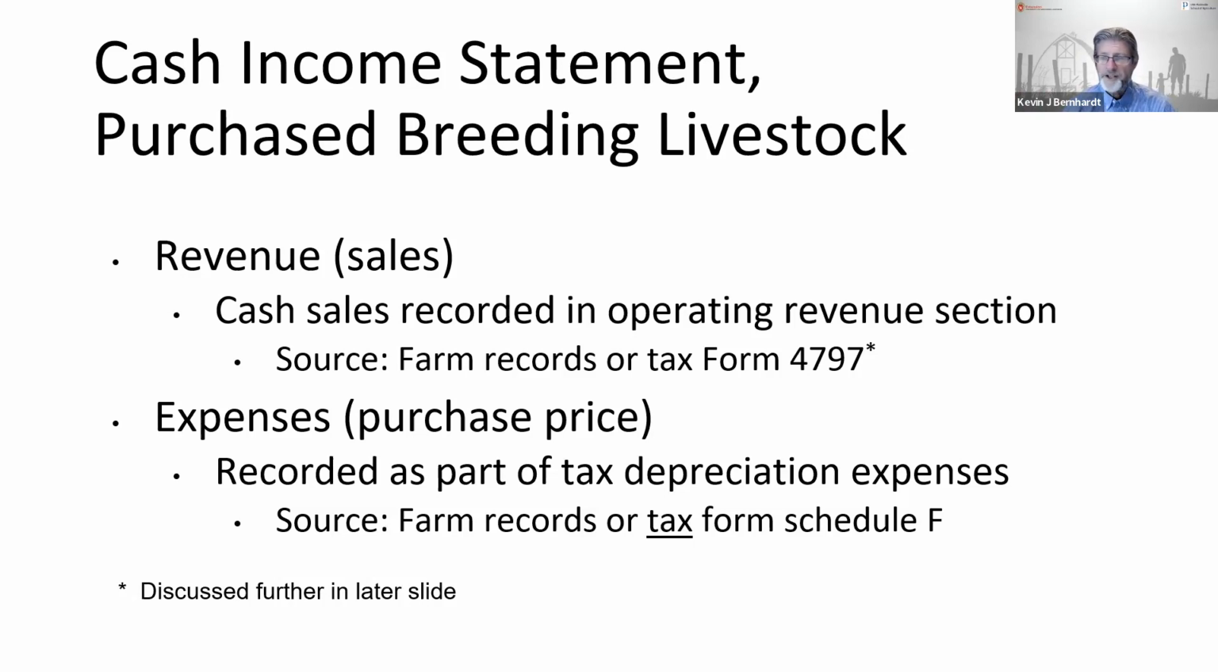Again, that depreciation expense can be found in our farm records, or we could use tax depreciation from the Schedule F. And we did that in a previous video, but we could look on Schedule F and find that depreciation amount. Now that would be total for all of the farm, but the purchase breeding livestock could be part of that if that's the way we have it set up on our farm.